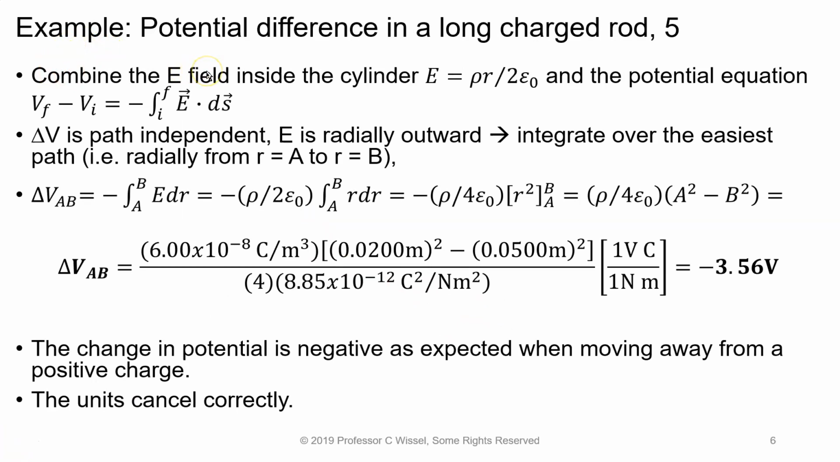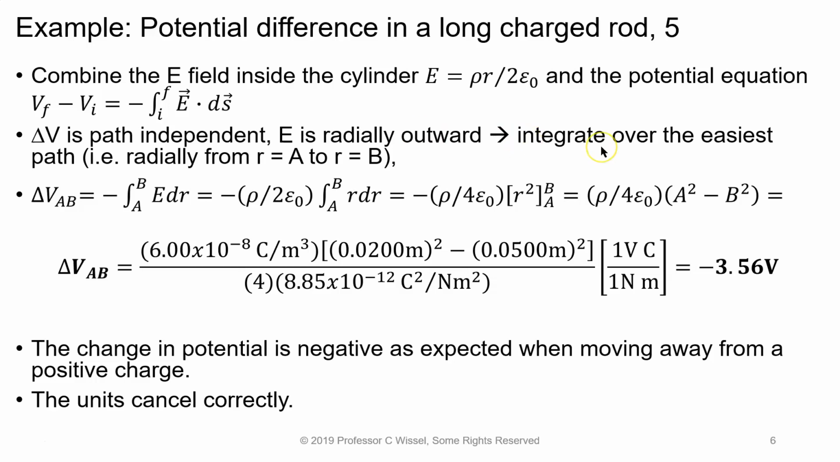Okay, so we're going back to the original E field that we got inside the cylinder, because that's what we're interested in. So E equals rho R divided by 2 epsilon naught. And the potential difference is V_F minus V_I equals minus the integral from the initial to the final point of E dot ds. Now, delta V is path independent. It only depends on the endpoints. And E is radially outward at all points.